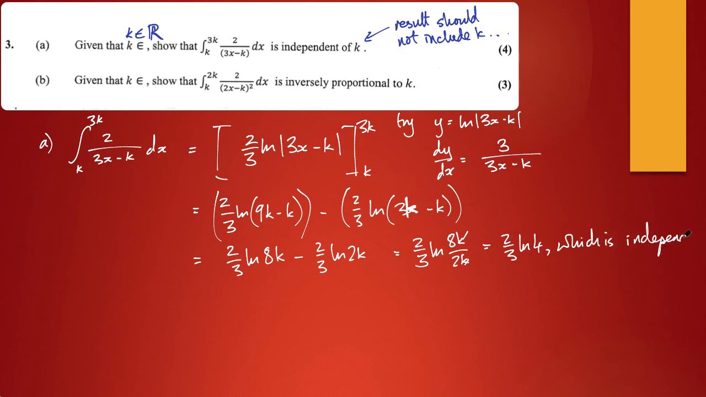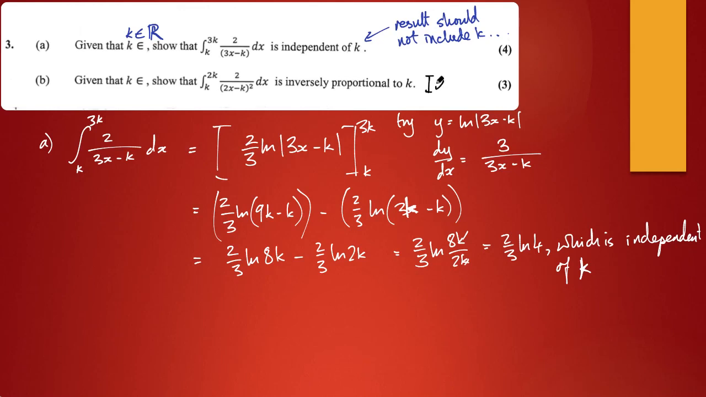As in, it doesn't matter what value of k I put into this, the result will be the same, because k is not involved in the answer. When I get on to part B, given that k is a real number again, it should be like the one above: show that the integral from k to 2k of 2 over (2x minus k) all squared dx is inversely proportional to k.